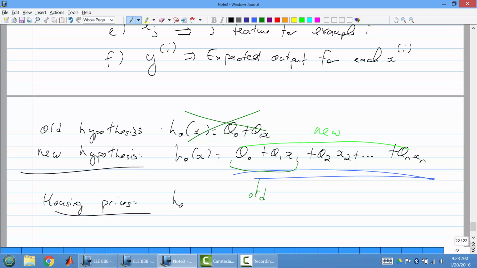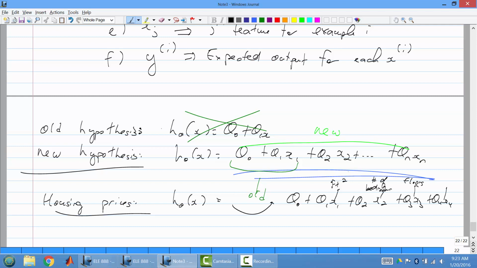Let me just move it over here. Okay, so remember, this is square footage, right? This was number of bedrooms. This is number of floors, right? And then this was age. Okay, so it's just a weighted sum of things now.